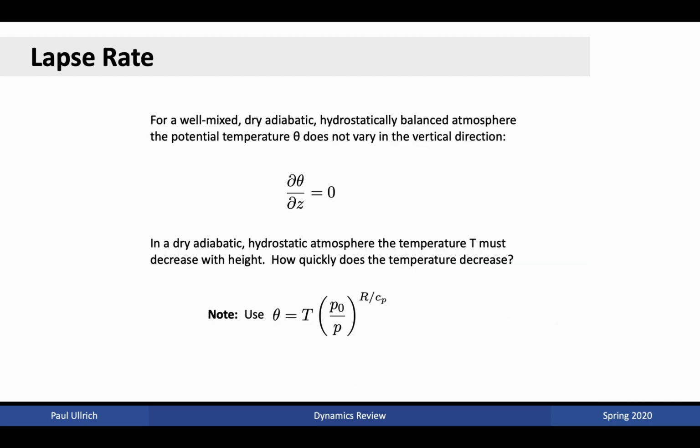For a well-mixed, dry adiabatic, hydrostatically balanced atmosphere, the potential temperature tends to not vary in the vertical direction. That is, as long as it's well mixed, your potential temperature change in the vertical tends to be effectively zero. So, in a dry adiabatic hydrostatic atmosphere, we know that the temperature must decrease with height. The question is, how quickly does this temperature decrease? Note that this is primarily a feature of compressible fluids, such as the atmosphere. For incompressible fluids, a different strategy is needed in order to understand changes in vertical temperature.